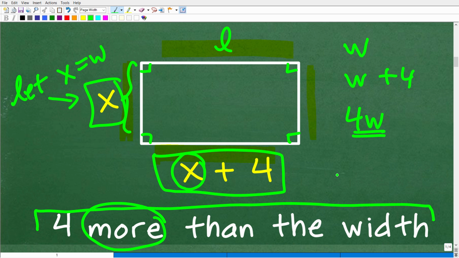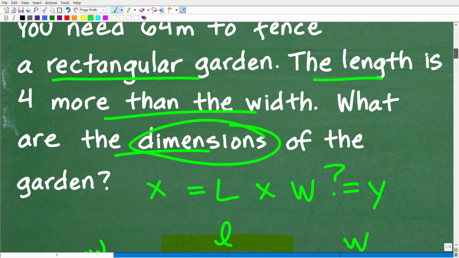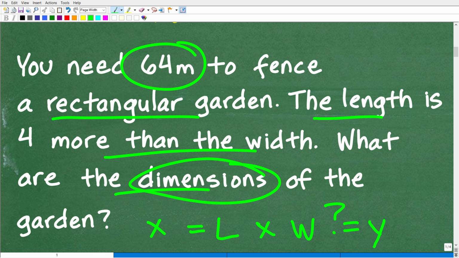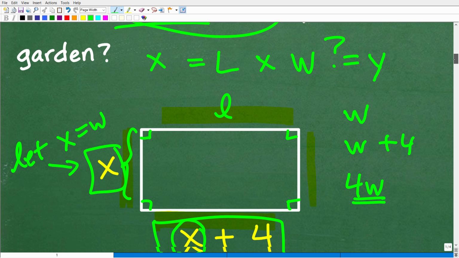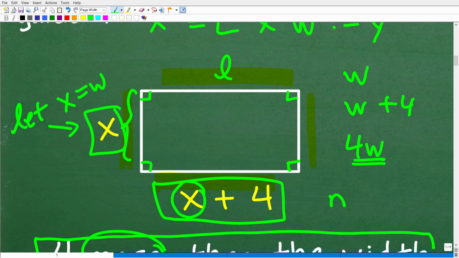And because we are talking about meters, let's go back to the problem right here. We need 64 meters. The units of measure here will be in meters, and that's a little detail we can take care of at the end of this problem, but you still need to take care of the proper units of measure. All right, so now what do we do?